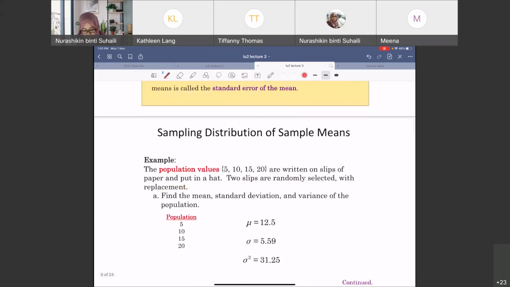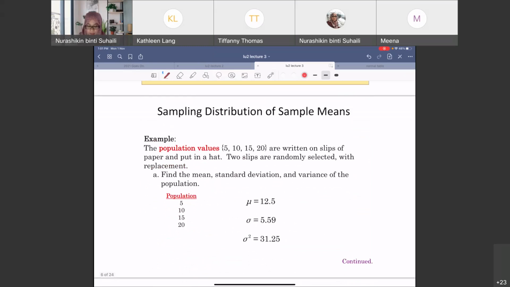Let's have a look at this example in order for you to understand better. The population values 5, 10, 15, 20 are written on slips of paper and put in a hat. Two slips are randomly selected with replacement. Find the mean, standard deviation, and variance of the population. The mean is quite straightforward. These are the values available in the population. The mean is 5 plus 10 plus 15 plus 20 divided by 4, and you get 12.5.